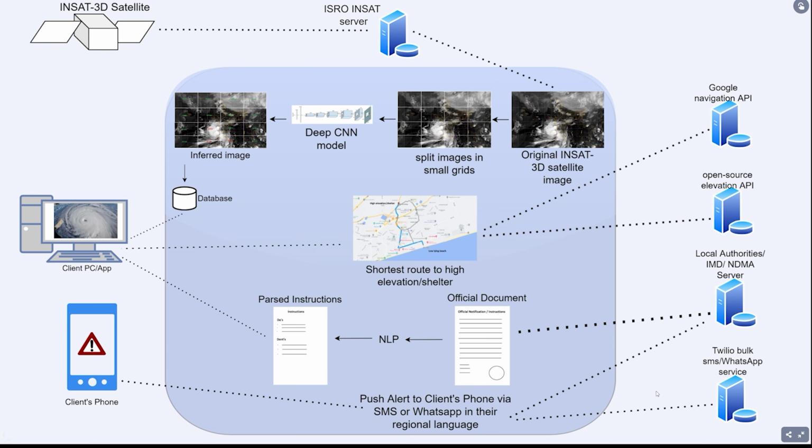We will have another service called alert service. Users can opt in for this service, and they can opt in their own preferred regional language. Again, using Google's translate API, we will make that happen. And using Twilio's bulk SMS and WhatsApp service, we will send official alerts and even the model generator alerts.